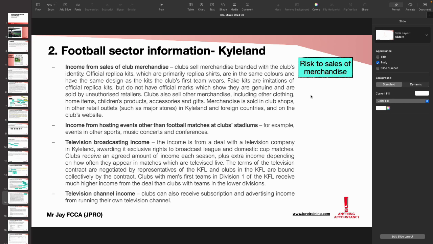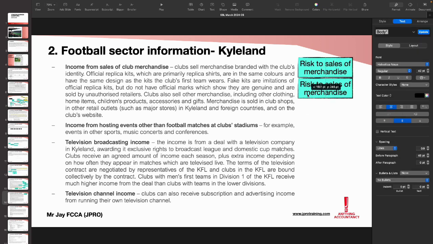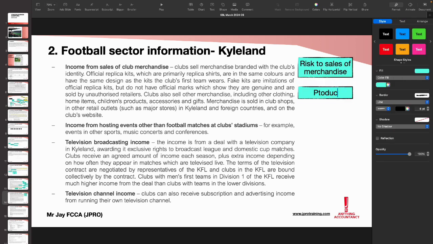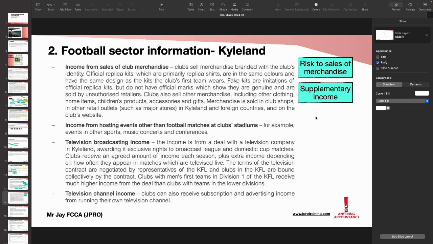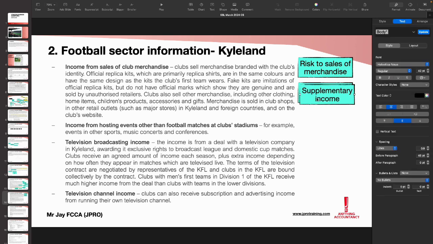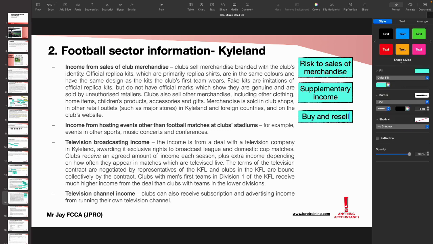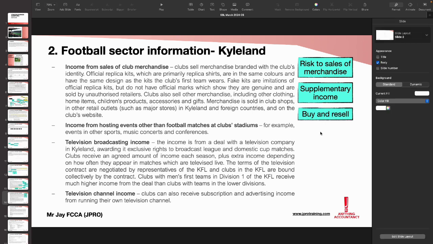Clubs also sell other merchandise, including clothing, home items, children's products, accessories. Merchandise is sold in clubs, in other retail such as major stores and foreign countries, and on the club website. So this is supplementary income for the club. Remember, this is supplementary income, but it has a cost to it because you have to buy and resell. You're buying the thing from somebody and reselling it. That's one of the things you should be aware of.